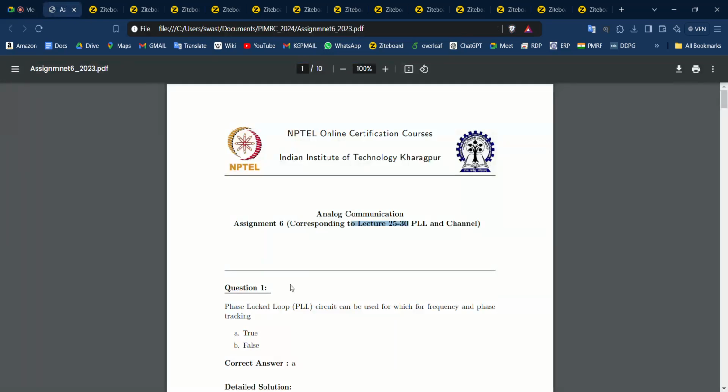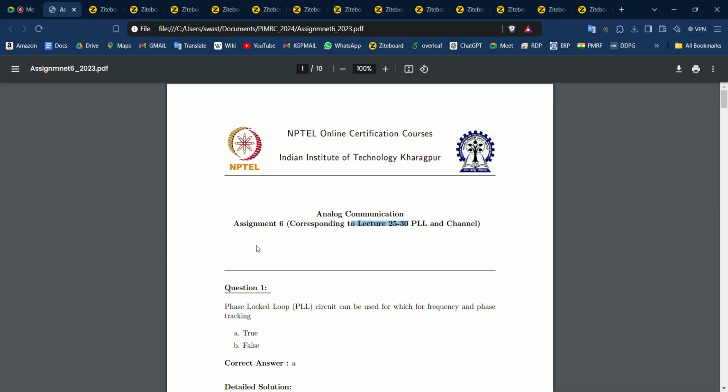In question 1, the phase lock loop circuit can be used for frequency and phase tracking. So the statement is phase lock loop circuit can be used for frequency and phase tracking. Is this true or is this false? So we know that phase lock loop, as the name suggests, locks the phase of a signal with the phase of the target. So it tracks the phase of the target signal. So of course it can track phase.